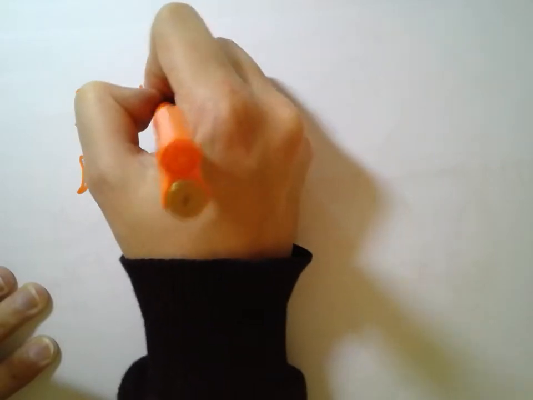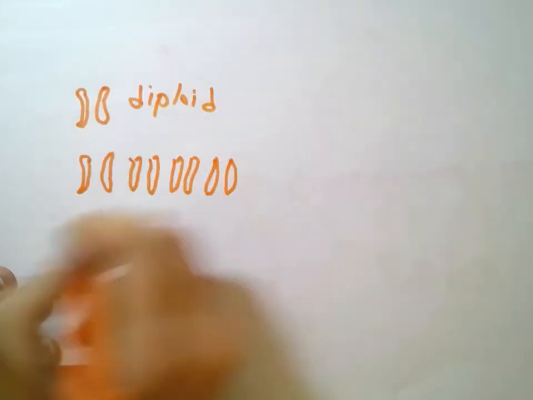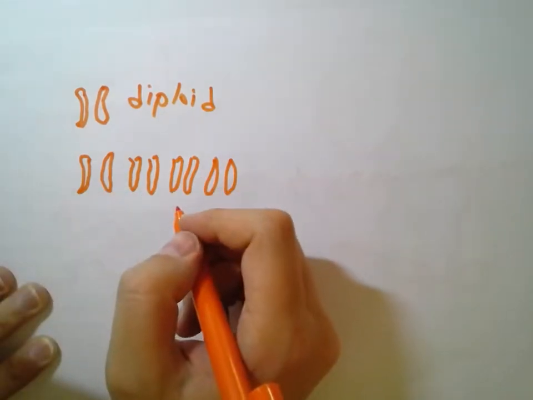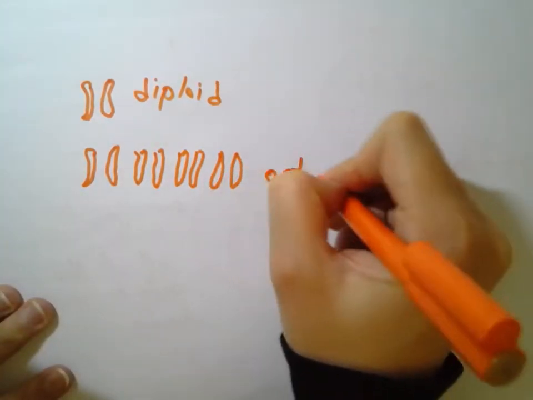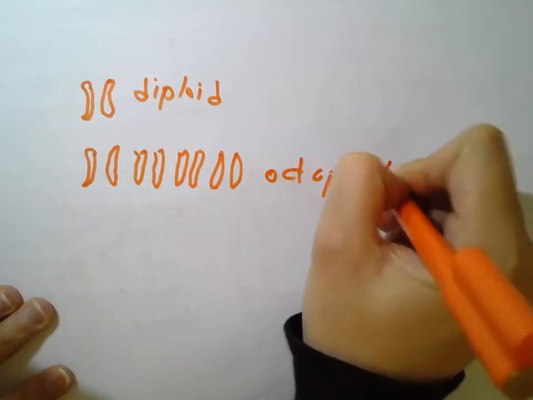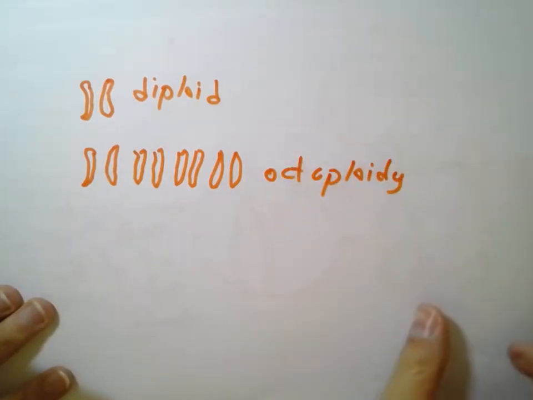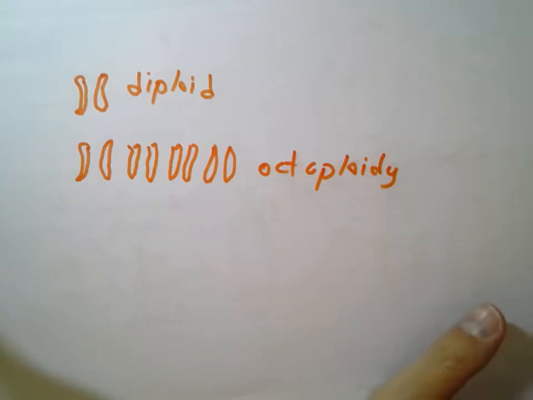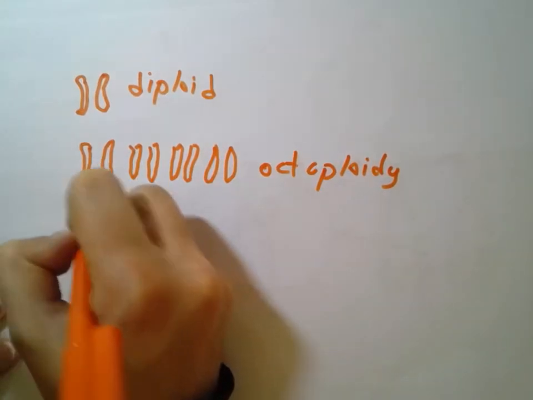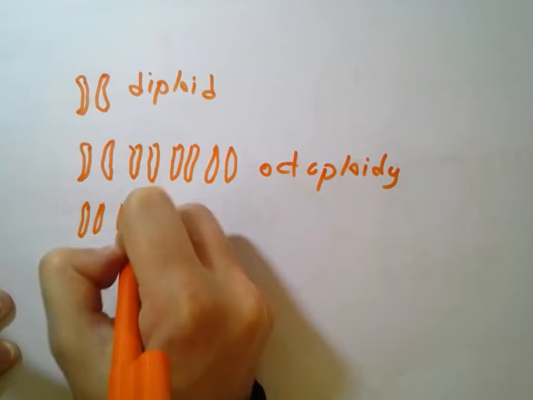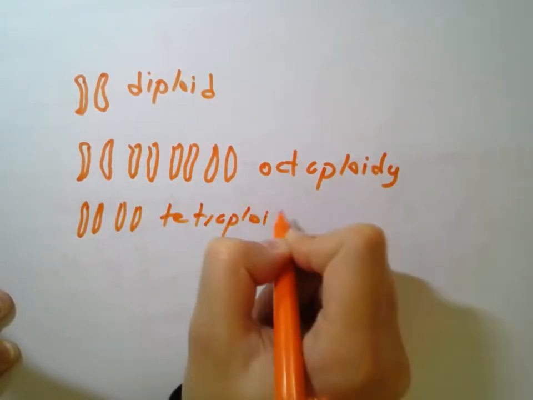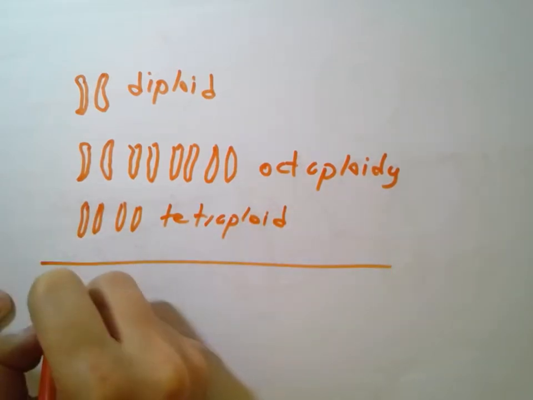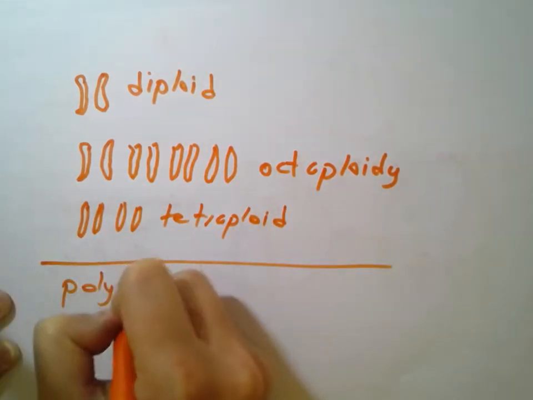And so if this is diploid, if you have 8 there, what do you think it will be called? That's right, it is called octoploid. So octoploidy. And some organisms have 4. 4 would mean tetraploidy. And this will be tetraploid. So all of these together are called polyploidy. Okay?